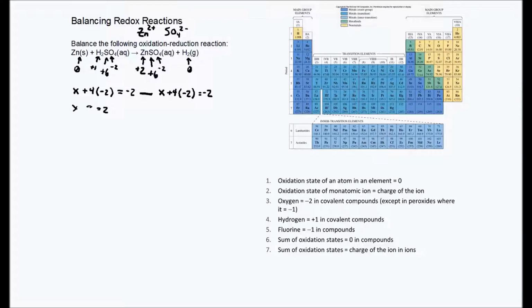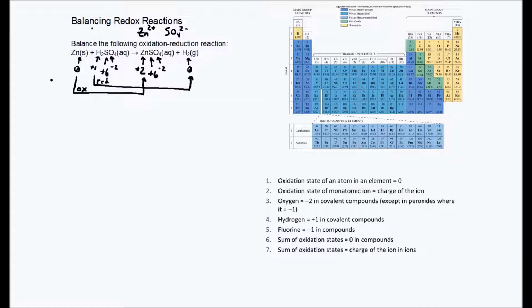So now we've assigned all of our oxidation states, and now we can figure out what's changing. Well, it turns out sulfur is not changing, but hydrogen is. Hydrogen, as I can see, is going from +1 to 0. Zinc is going from 0 to +2. And if I assign them based on my rules, the zinc, that's oxidation. 0 to +2 is oxidation. +1 to 0 is reduction. So I've assigned now my oxidation and my reduction.